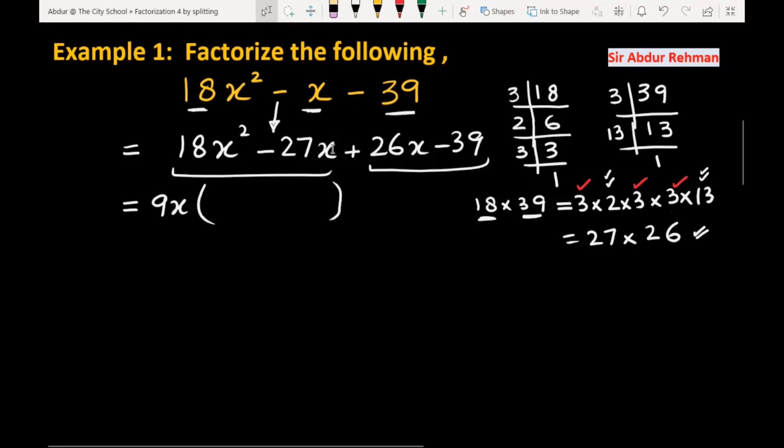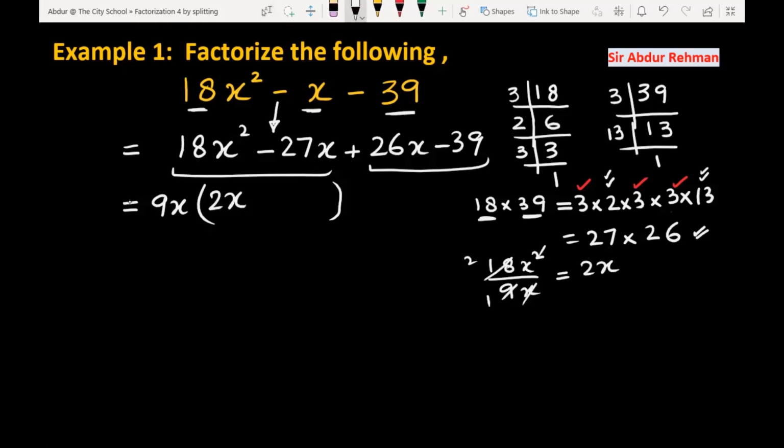How to write the numbers in the bracket? You have to divide 18x square by 9x. Try to divide 18x square divided by 9x. You will get 9 times 2 is 18, so 2x is the result. Write down 2x. Now for minus 27x, you have to divide minus 27x by 9x. Minus 27x over 9x. So x is cancelled, 9 times 3 is 27, and minus 3 is the result.